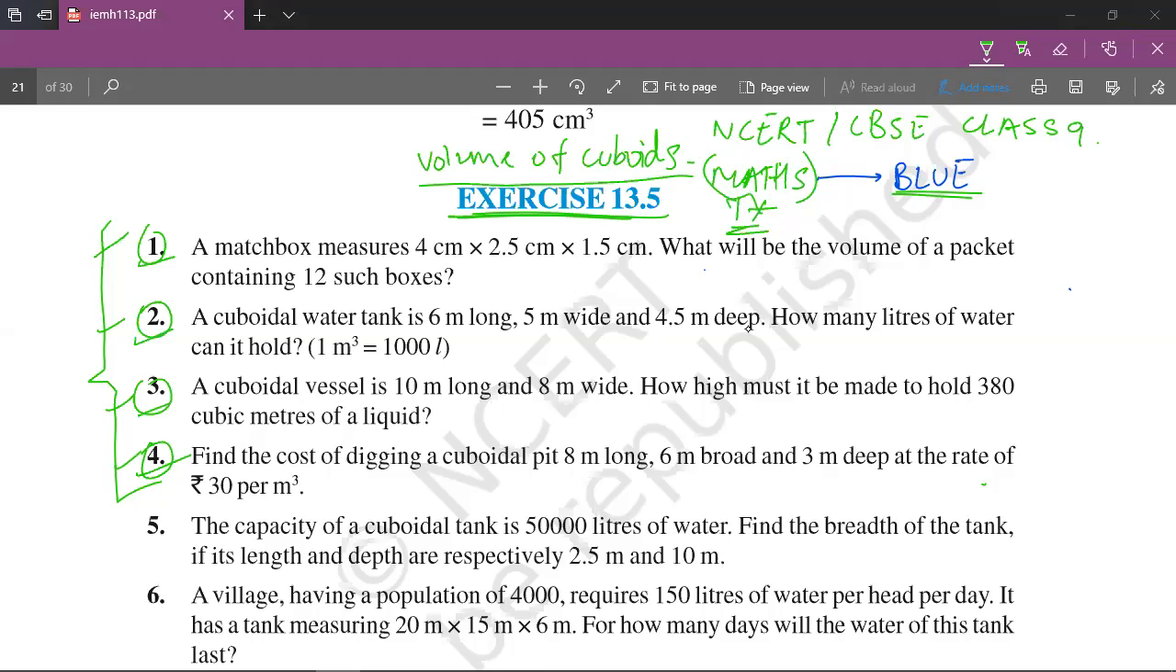So whenever centimeter comes, always look at the problem for other units such as meters. But in this question, there are no meters, so there are only the same units, centimeters. So we'll do our calculations in centimeters only. Okay, so a matchbox measures this.